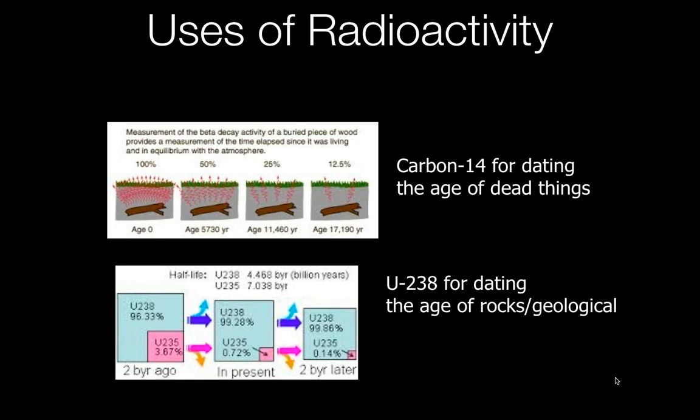Okay. So, radioactivity. What is it used for? So, carbon-14, you probably have heard of that, of carbon dating. It's used for dating the age of things that were once alive, like fossils or things that are dead now. Okay. Uranium-238 is for dating rocks and geological things that were not alive.